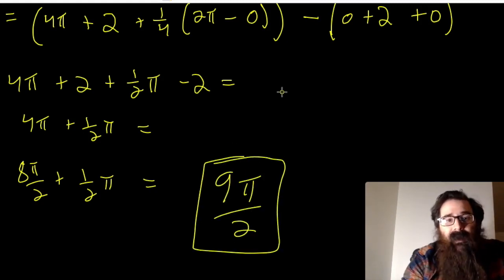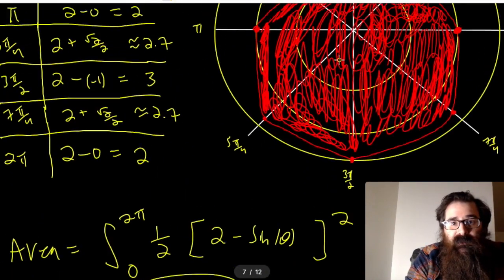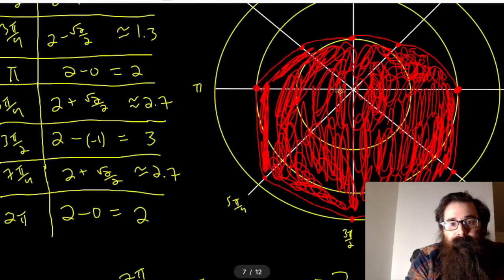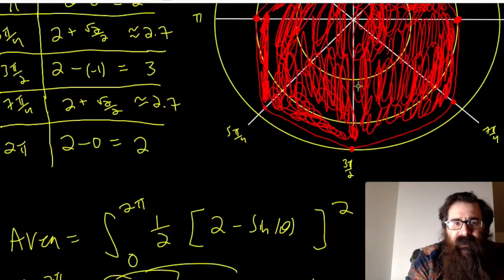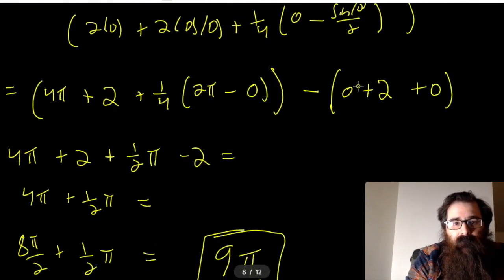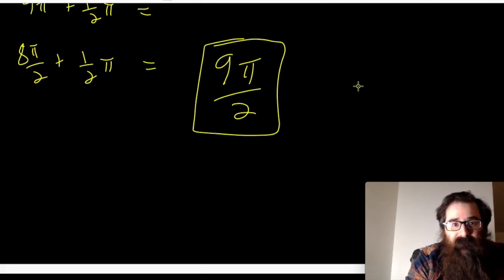So if you were looking at this polar region, this blob here that I shaded in, did the best I could, and you're thinking, well, what is the area inside of that? I'm happy to tell you, it's 9 pi over 2. So if you guessed that, you are correct.